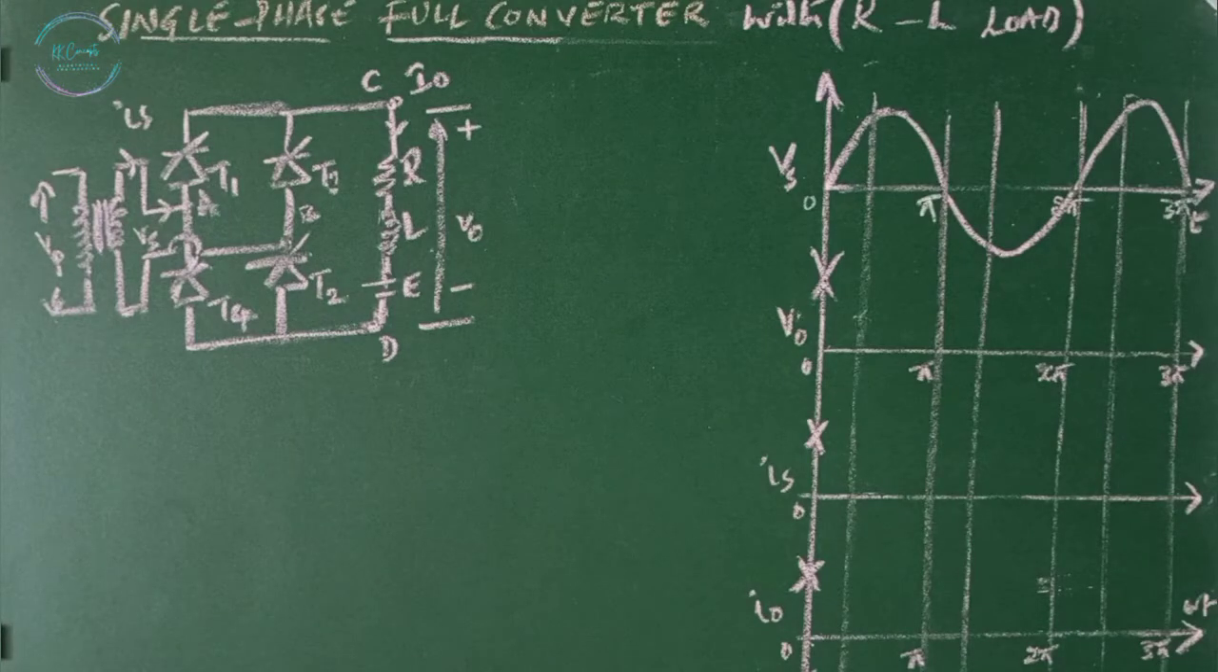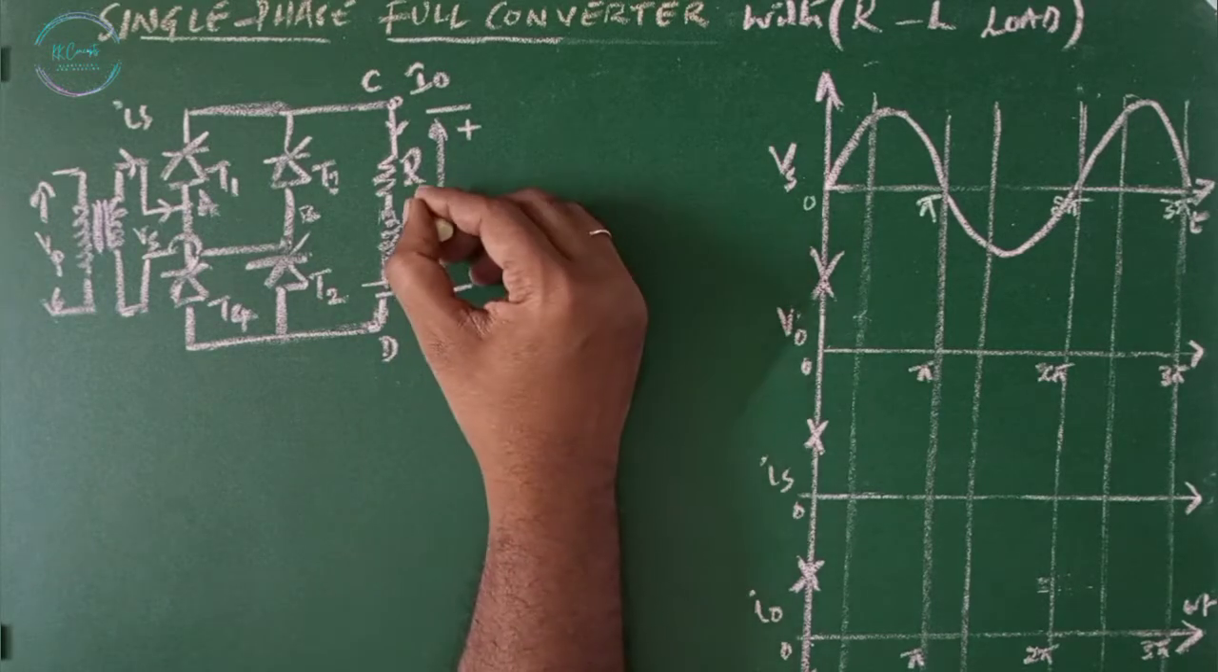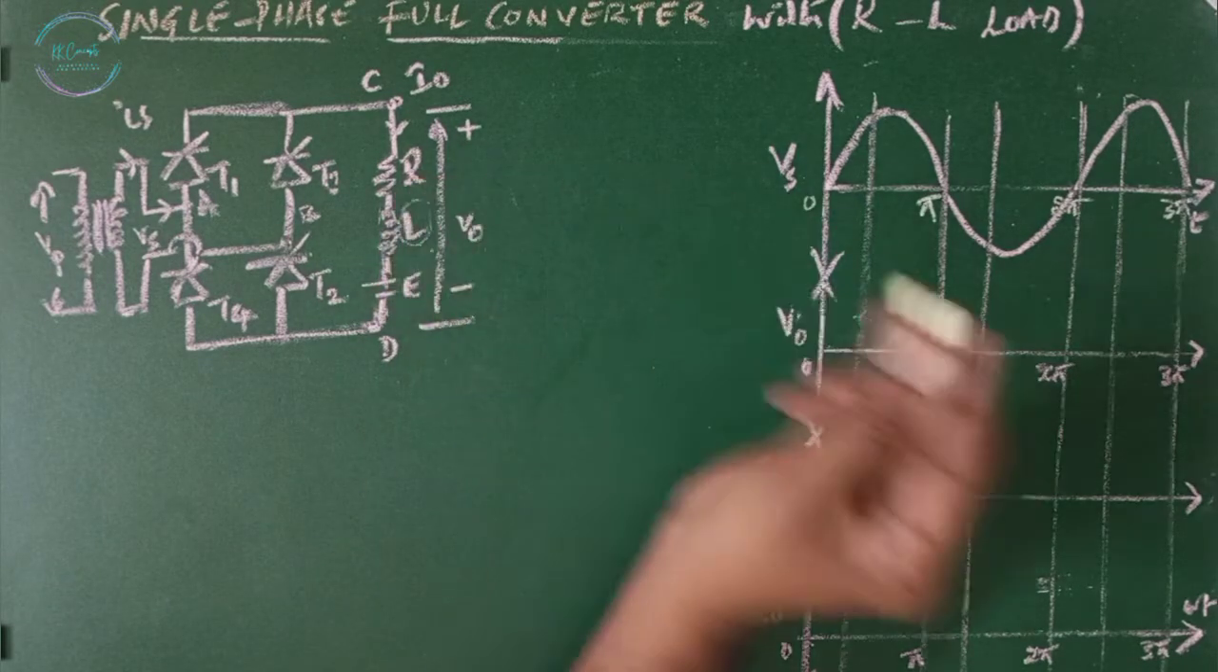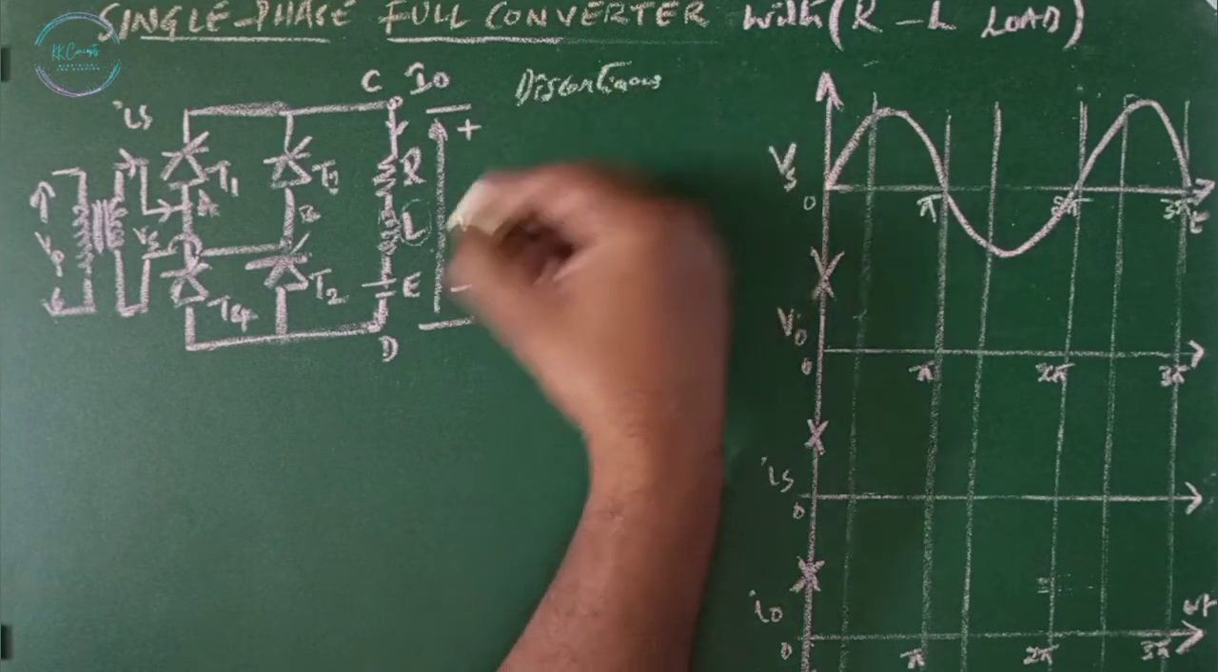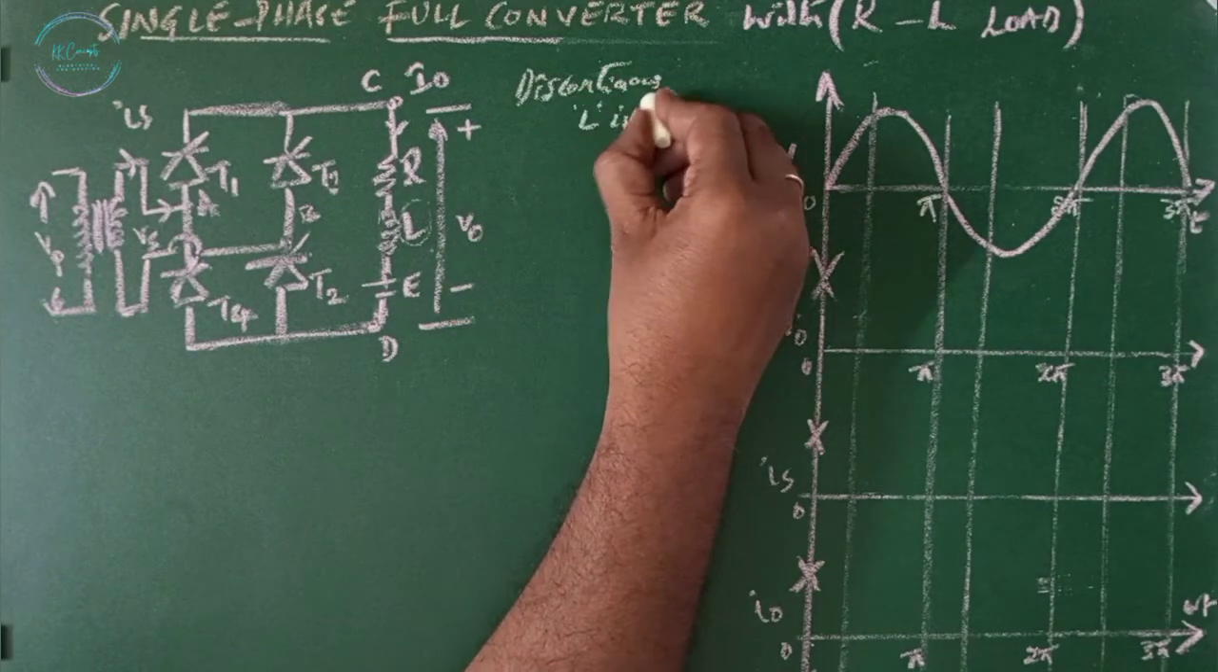Now, single phase full wave converter with RL load. We can achieve continuous and discontinuous modes of operation by varying the value of alpha, as we saw in the previous topic, that is single phase full wave converter with R load. The link is given in the description, please go through it. Or depending upon the value of the inductor also, we can achieve continuous and discontinuous modes. Discontinuous mode is where the load inductor L is small.